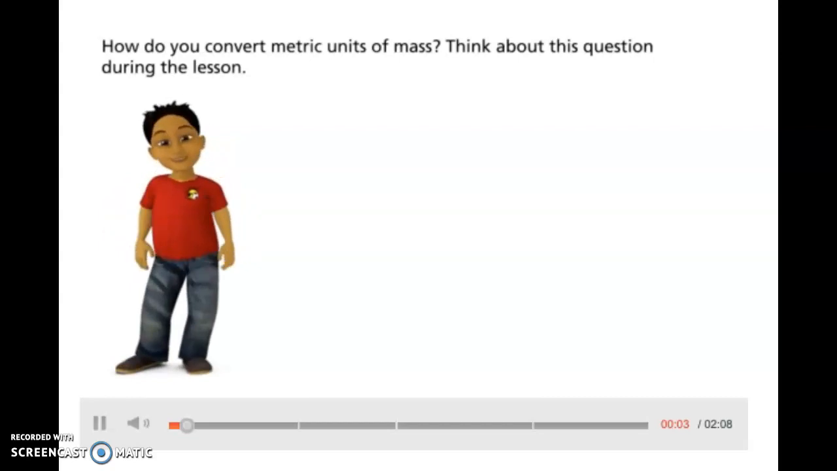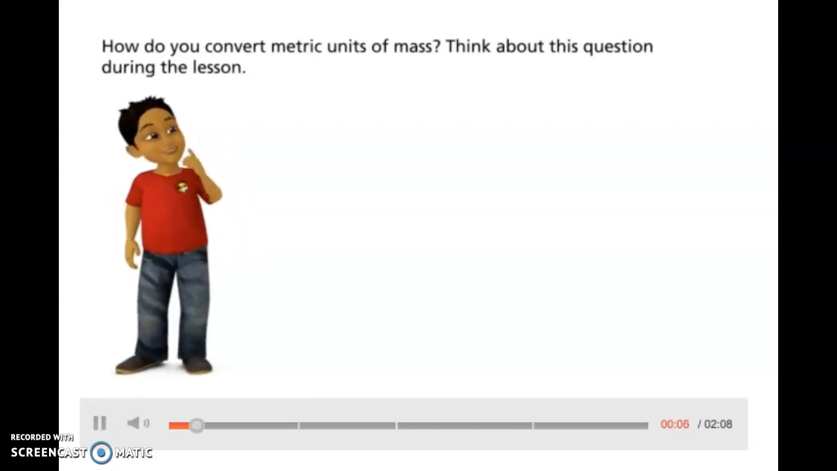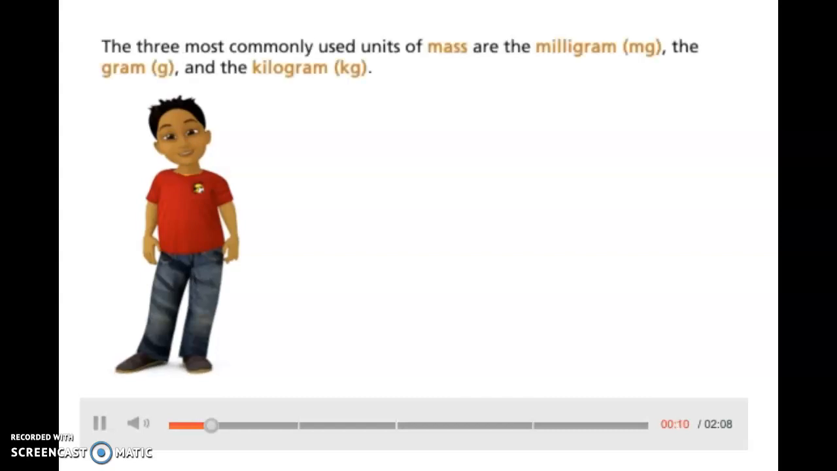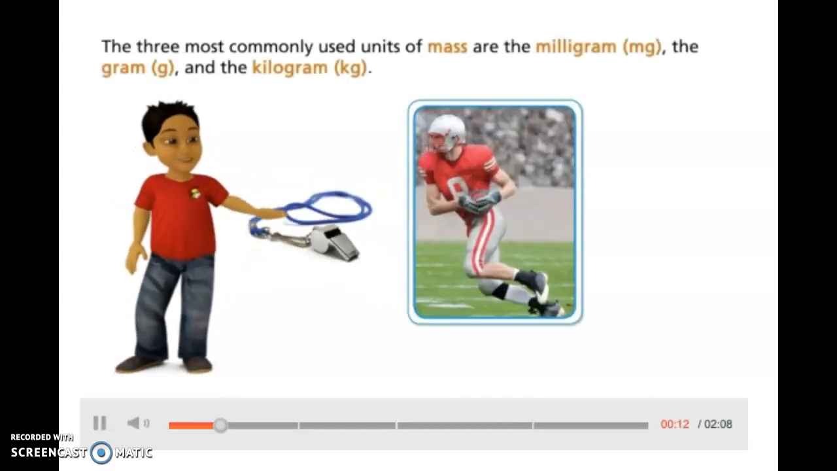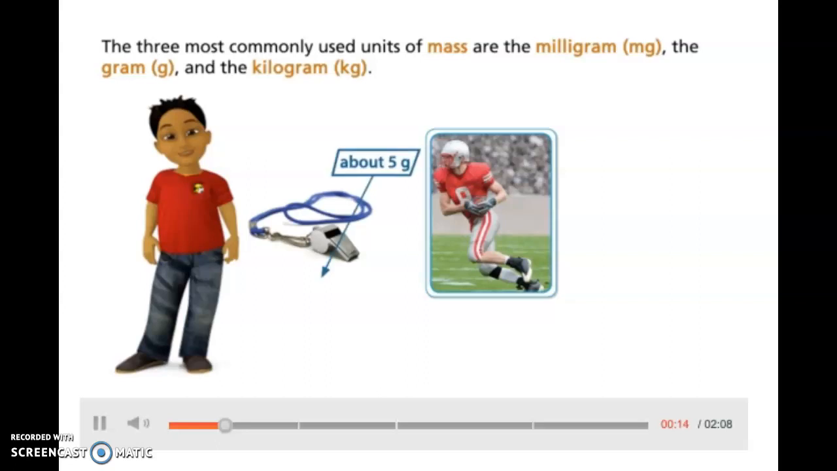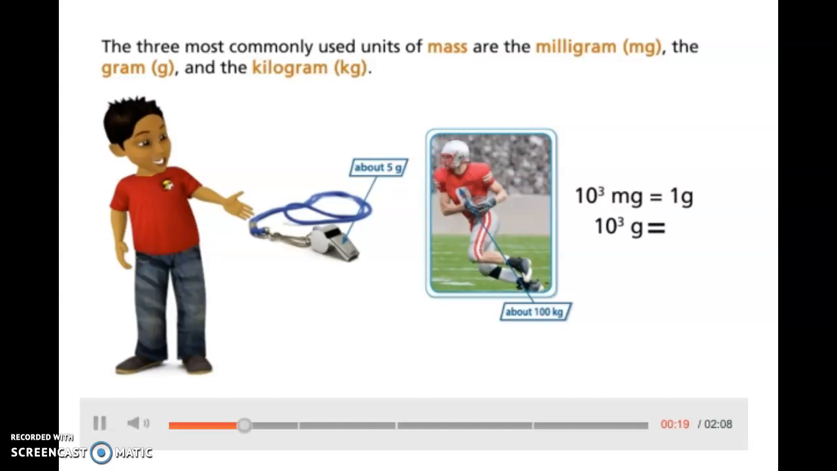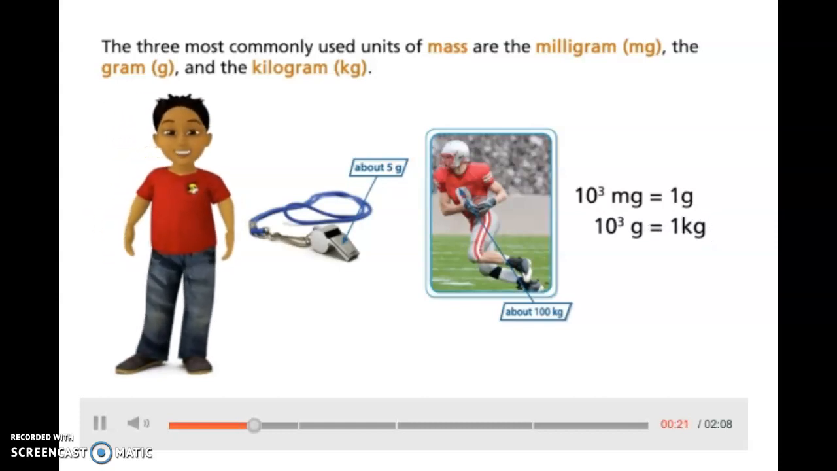How do you convert metric units of mass? Think about this question during the lesson. The three most commonly used units of mass are the milligram, the gram, and the kilogram. Converting metric units of mass is like converting other metric units.